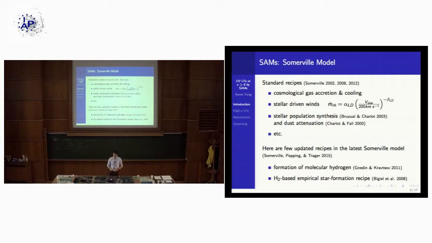Here I want to highlight two more recipes that are updated in the latest model, which play significant roles in our predictions. With these new recipes in place, the model now tracks the formation of molecular hydrogen, and it employs a molecular hydrogen-based empirical star formation recipe. And we believe that with these new recipes in place, it can give more physically motivated predictions and enhance the accuracy of high redshift predictions.